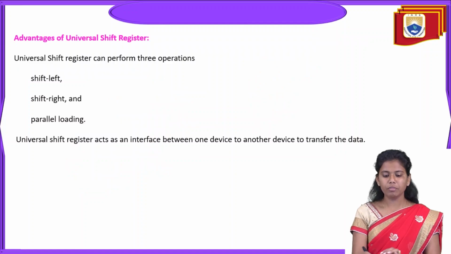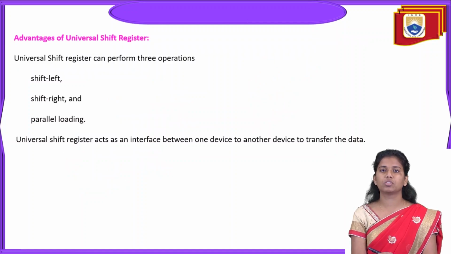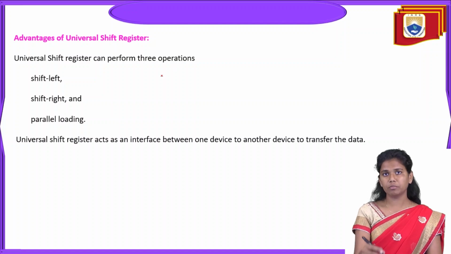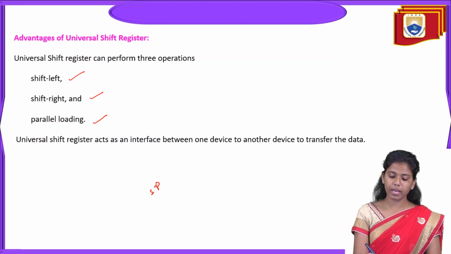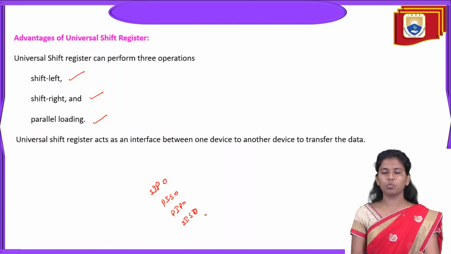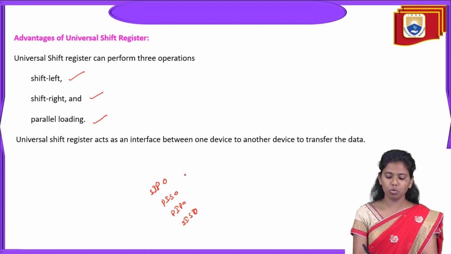Okay, and then we will see the advantages of the universal shift register. Advantages means they can perform 3 operations basically: shift left, shift right, and parallel loading. That is why it is called a universal shift register. Parallel loading covers serial in, parallel out; parallel in, serial out; parallel in, parallel out; and serial in, serial out. The universal shift register can do all these things.